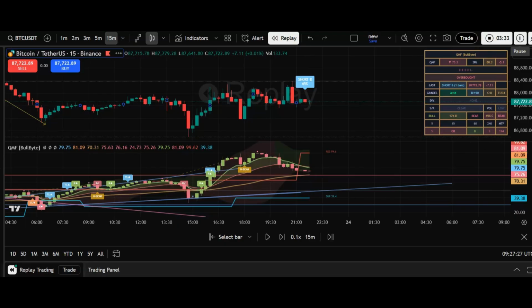There are three types of signals the QMF generates. A grade signals have 70% or higher confidence. This means strong momentum factors are aligned and the probability of success is highest. B-grade signals have 50 to 69% confidence. Moderate momentum factors are present, and these trades can work well with proper confirmation.